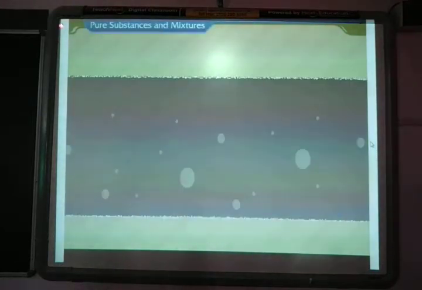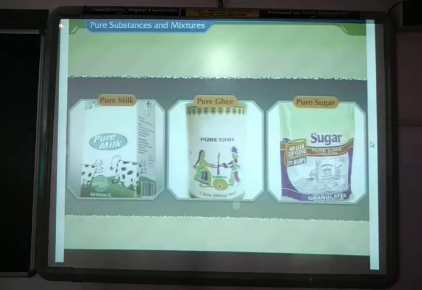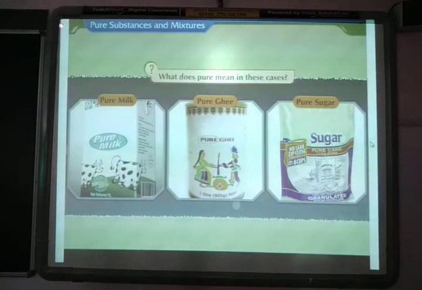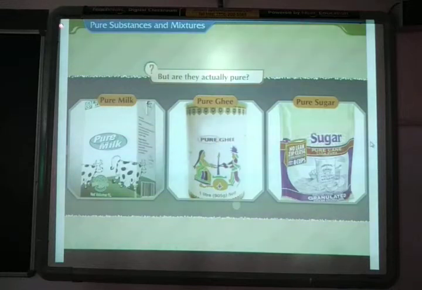When you buy foodstuffs like milk, ghee and sugar from the market, you would have noticed the word pure written on their packets. What does pure mean in these cases? It means having no adulteration. But are they actually pure?